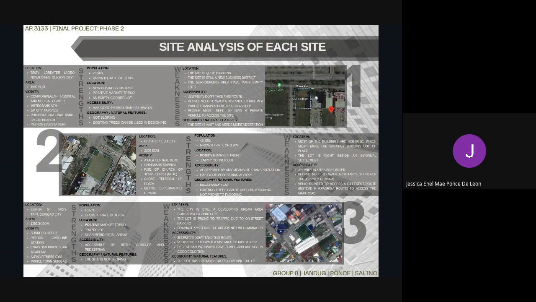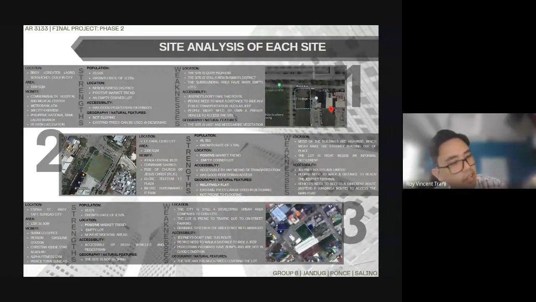It also has good pedestrian pathways, and the site is not sloping, with existing vegetation that can be used in designing. But this site is quite high end, and it is located in a new business district, which means that the surrounding area has many empty lots. You guys have 2 minutes, so wrap up.